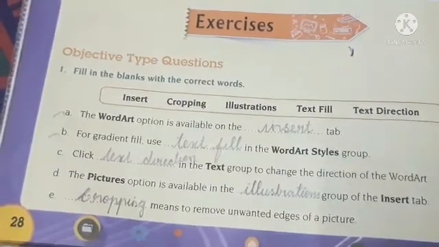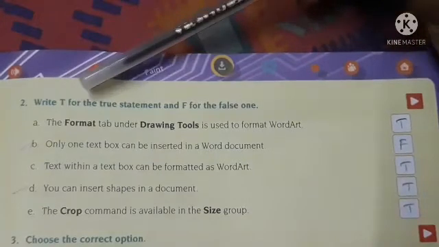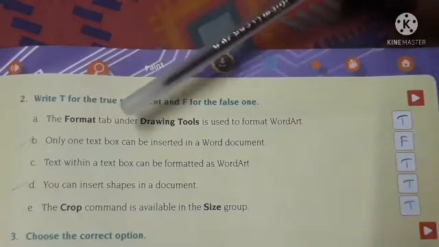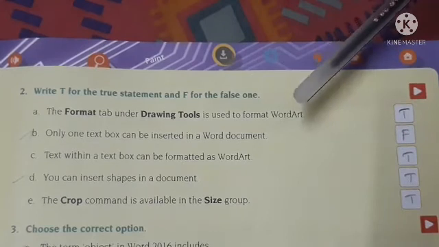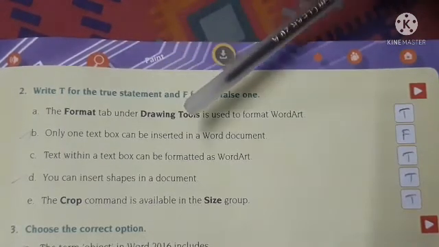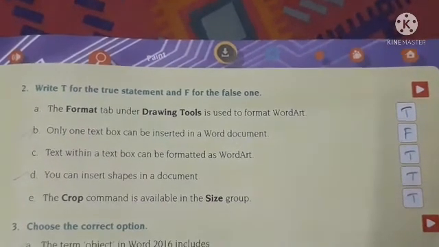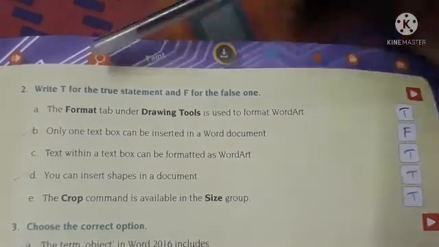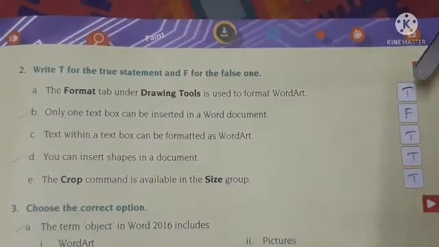Next we can see true or false. Write T for the true statement and F for the false one. First one, the format tab under the drawing tool is used to format word art. We know that the format tab is under the drawing tool only. It is used for formatting the word art. If you want to format the word art, we have to use the format tab under the drawing tool. So that is true only. It's correct, so write true.